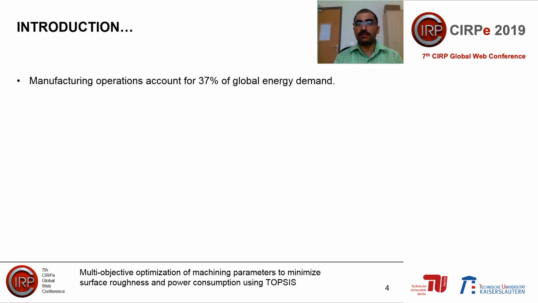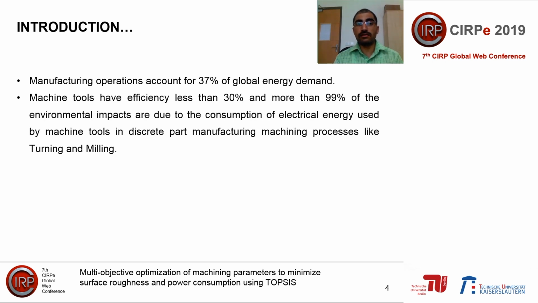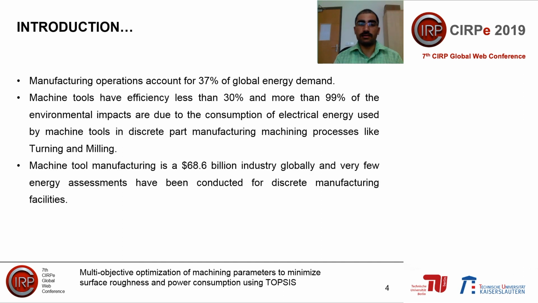So 37% of global energy demand arises due to manufacturing operations, and machine tools are the key energy consumer in the manufacturing sector. The energy efficiency of machine tools is very low, around 30% only, and more than 99% of the environmental impacts are due to the electrical energy consumption of machine tools during discrete part manufacturing processes like turning and milling.